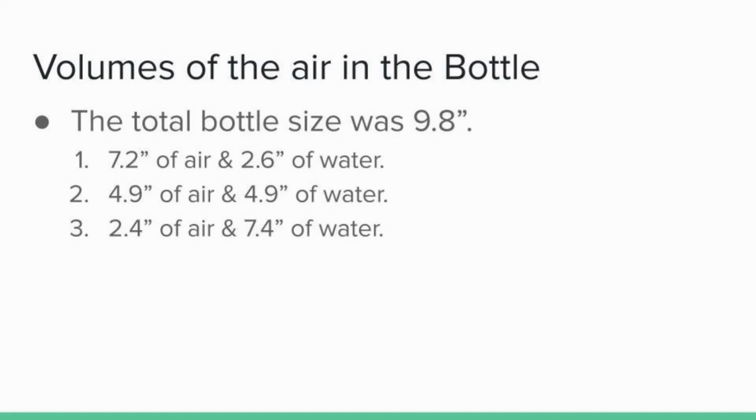We did 3 trials in this. The first trial had 7.2 inches of air in the Coke bottle and 2.6 inches of water. The second trial had 4.9 inches of air and 4.9 inches of water. The third trial had 2.4 inches of air and 7.4 inches of water. So essentially, as you go up in trials, we are adding more and more water.